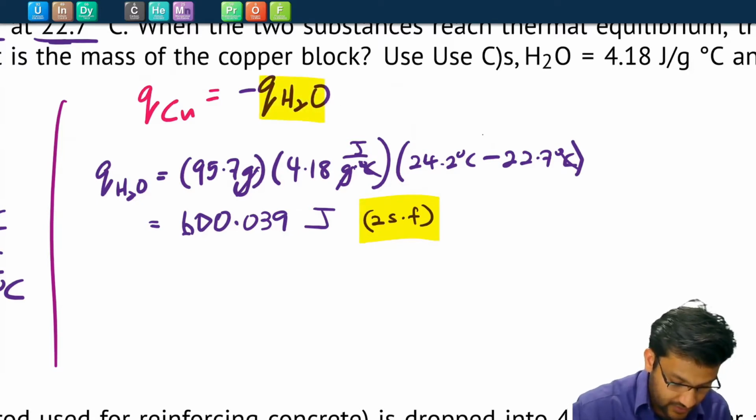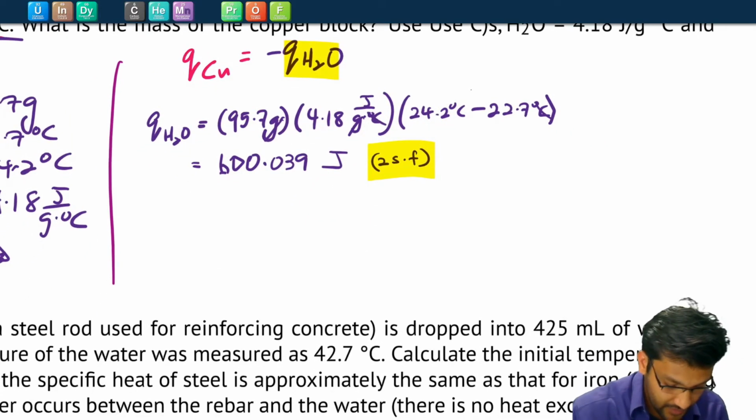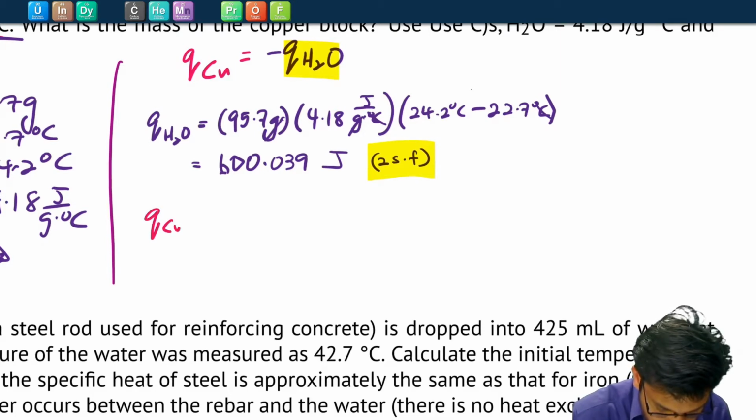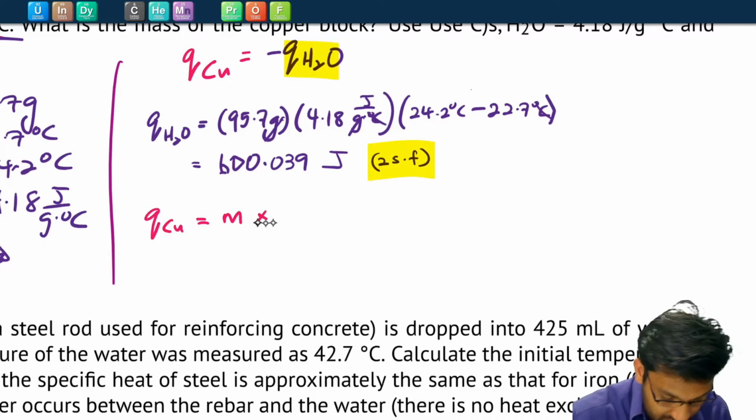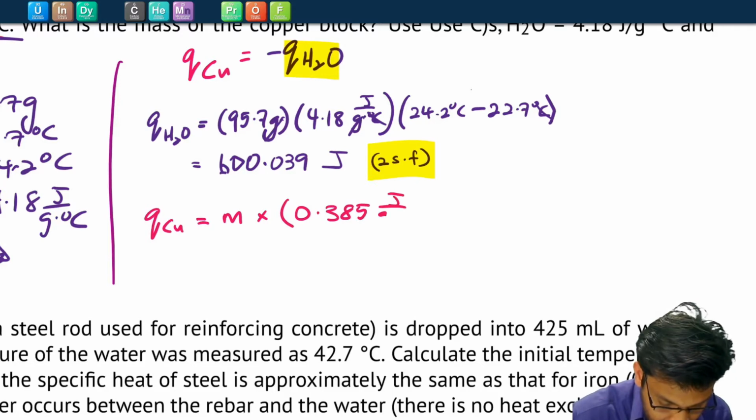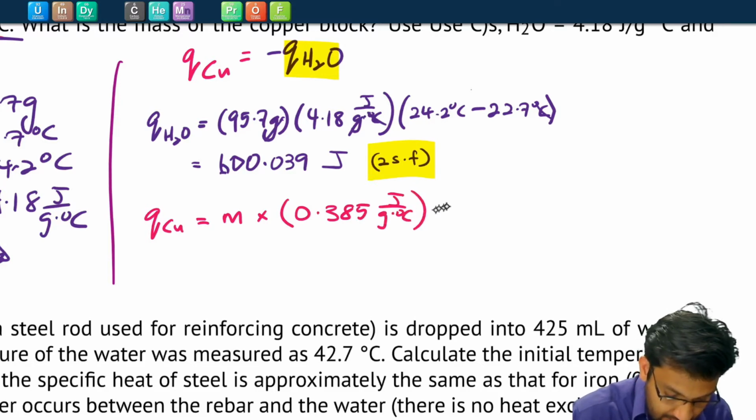Let's figure out the Q from copper, the heat from copper. So the heat from copper will be equal to the mass of copper, which we don't know, times the specific heat capacity of copper, which we said was 0.385 joules per gram per degree Celsius, times the temperature change.